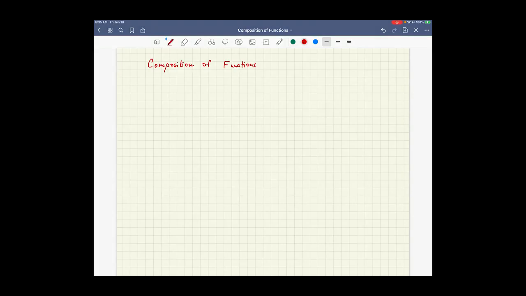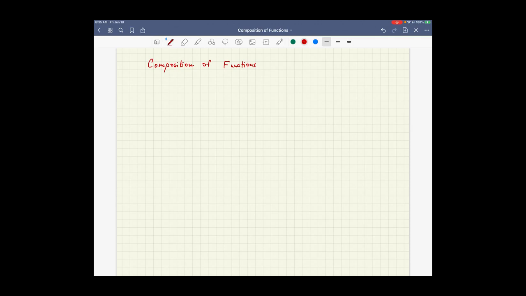This is the last part, part 7 of week 1, composition of functions. So we already talked about arithmetic operations with functions, addition, multiplication, and division, but this here is something different, which we can do with two functions.